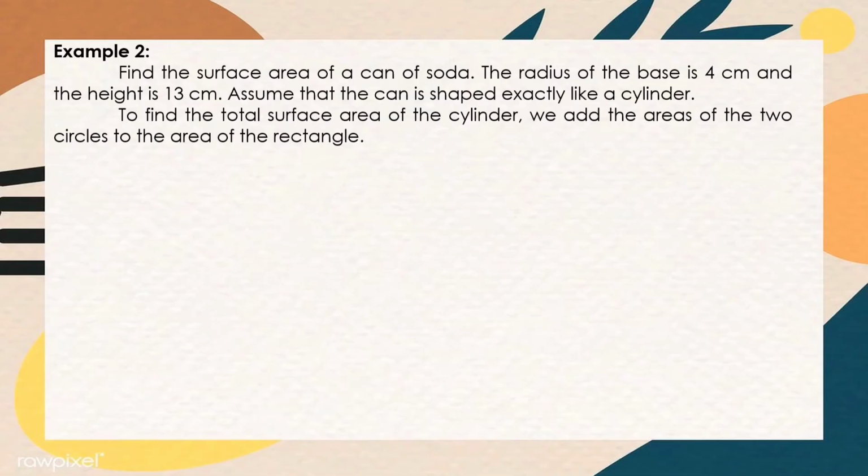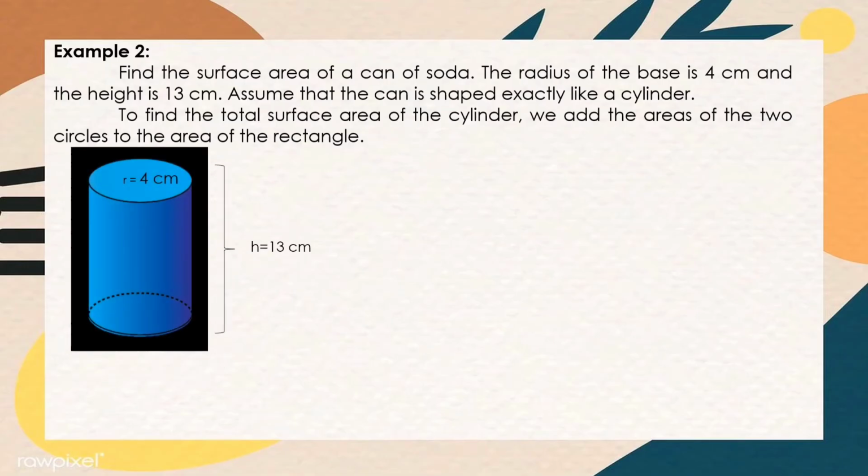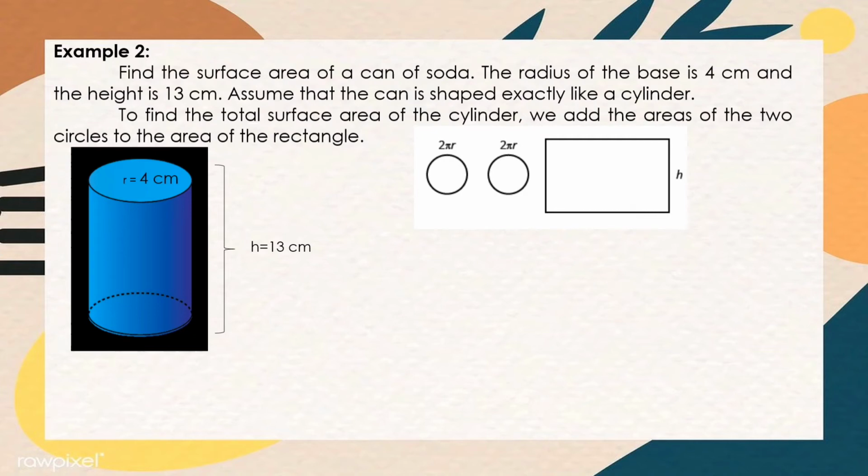Let's have another example. Find the surface area of a can of soda. The radius of the base is 4 cm and the height is 13 cm. Assume that the can is shaped exactly like a cylinder. To find the total surface area of the cylinder, we add the areas of the two circles to the area of the rectangle. So here is the net of the cylinder. Okay, we have here two circles and the one lateral area.